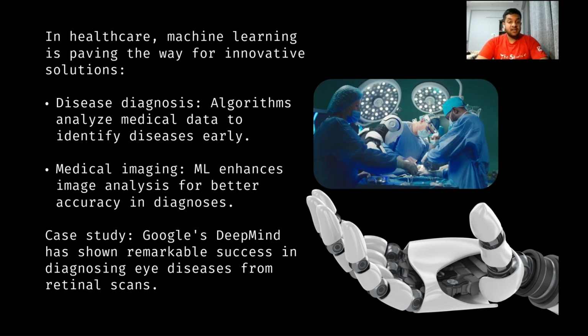Second, medical imaging is another area being transformed. Machine learning enhances the accuracy of scans like X-rays, MRIs, or retinal images. And third, we are going to talk about a case study about Google's DeepMind, which trained a neural network to diagnose eye diseases using retinal scans. It matched or even outperformed human doctors in some cases. It is so well trained.